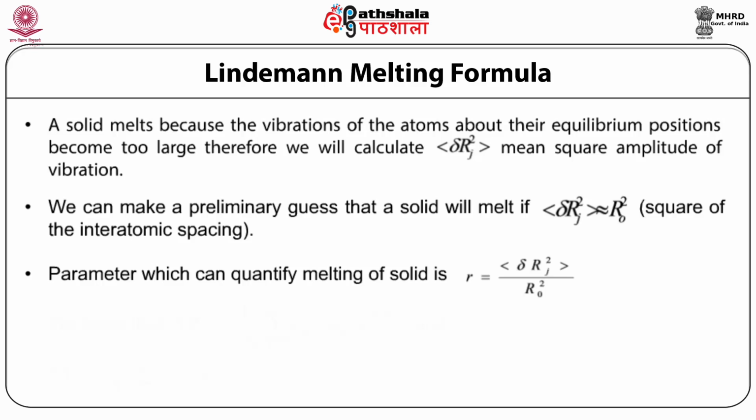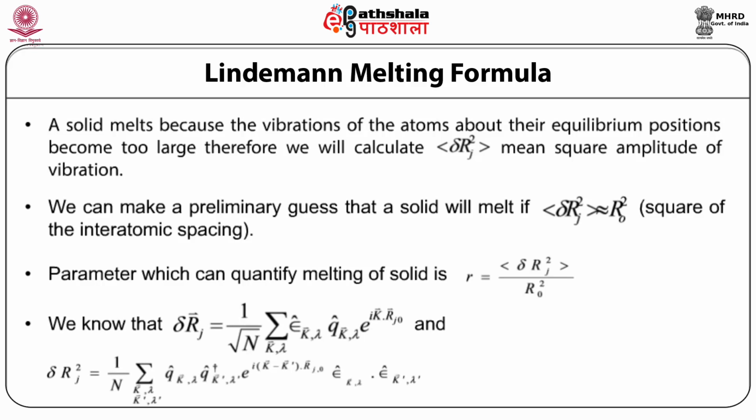Now, since from our module 2 we have the expression for the vector delta Rj is equal to 1 by root n summation over k lambda, the polarization vector epsilon hat k lambda multiplied by q hat k lambda into e raised to power iota k dot Rj naught. Since delta Rj square then becomes 1 by n summation over k prime lambda lambda prime q hat k lambda and q hat dagger k prime lambda prime into e raised to power iota k minus k prime dot Rj naught into the polarization vector epsilon k lambda dot epsilon k prime lambda prime.